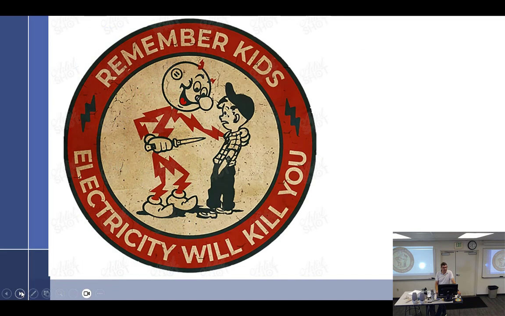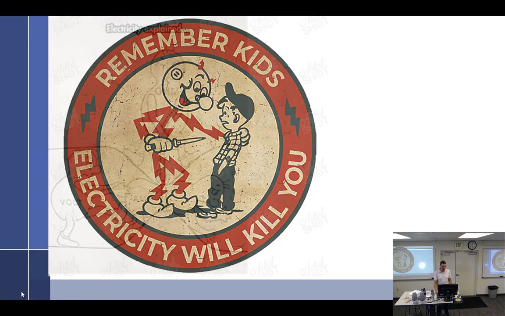I know. First things first. Remember, kids, electricity will kill you. Is that the sticker on your bottle? I wish I could read that. I thought it was like an airplane or something. No, somebody bought a whole bunch of these and gave them out.